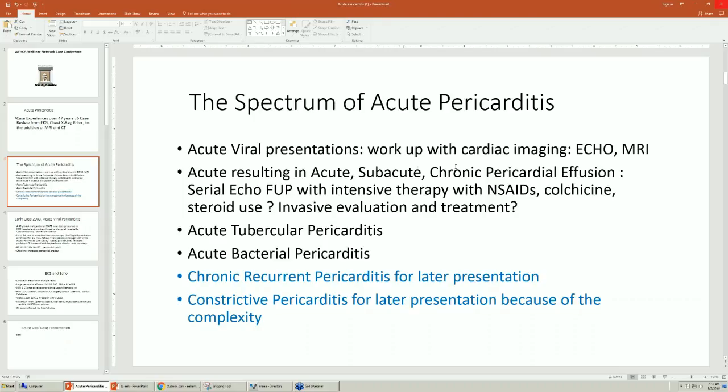For acute, the workup today is cardiac imaging, echo, MRI, CT, EKGs, of course, and chest x-rays. We also have the acute, subacute, chronic pericardial effusion, serial echo, follow-up with intensive therapy with NSAIDs, colchicine, steroid use. Talk about the invasive evaluation and treatment. Sometimes we have to do pericardial windows. Talk about tubercular, which I don't see much, and so that's why we only have 1 case from long ago. We can talk about acute bacterial, which I've only seen 1 case of.